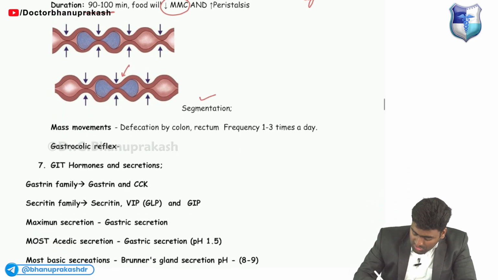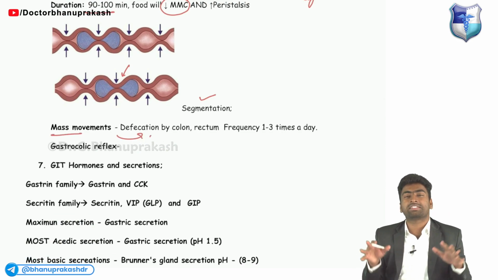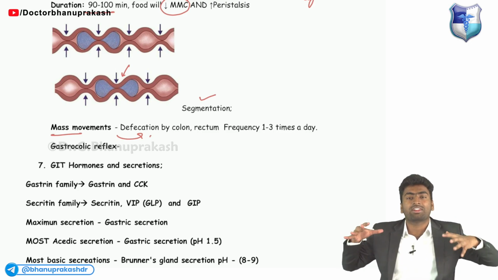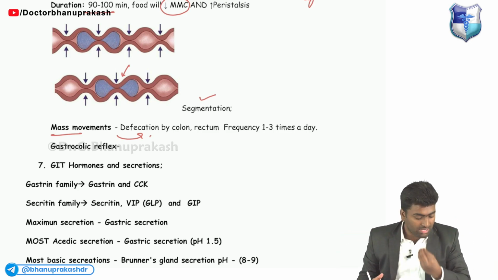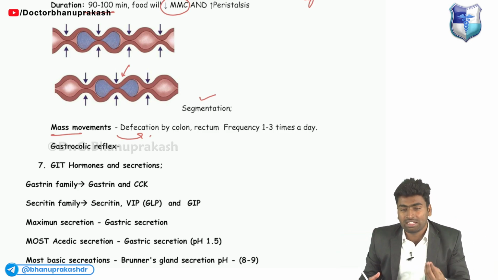The next movement is known as mass movement. For example, all our defecation movements are mass movements. All the bowel reacts quickly. So it is known as mass movement, which is seen in the defecation reflex.